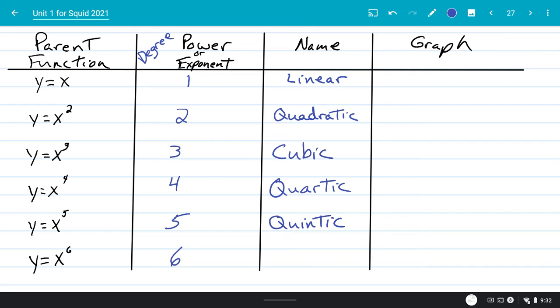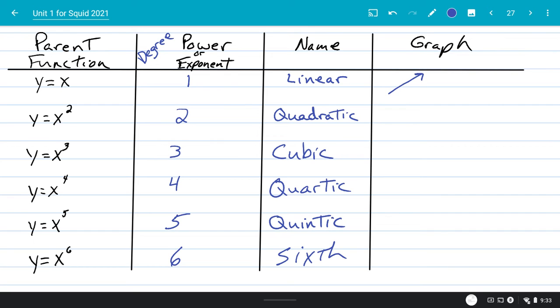Anything beyond that does not have a special name. It's just by the power. So the next one will be to the 6th degree, 7th degree, 8th degree, 9th degree, and so on. That's what I want you to get today. I want you to get these names and how they are named. How are functions named? By their degree. And then you have to learn these names. Next, last thing I'm going to give you is their graphs.